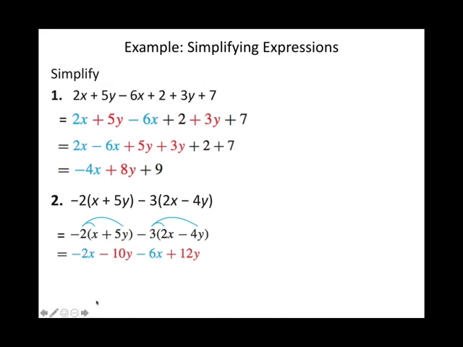Okay, so now let's rearrange it. Let's put the like terms together. So I'm going to put negative 2x minus the 6x. And then minus 10y plus 12y. Okay, now we're going to combine the like terms. So negative 2 minus 6 is going to be negative 8. Negative 10 plus 12, so that will be equal to 2y.